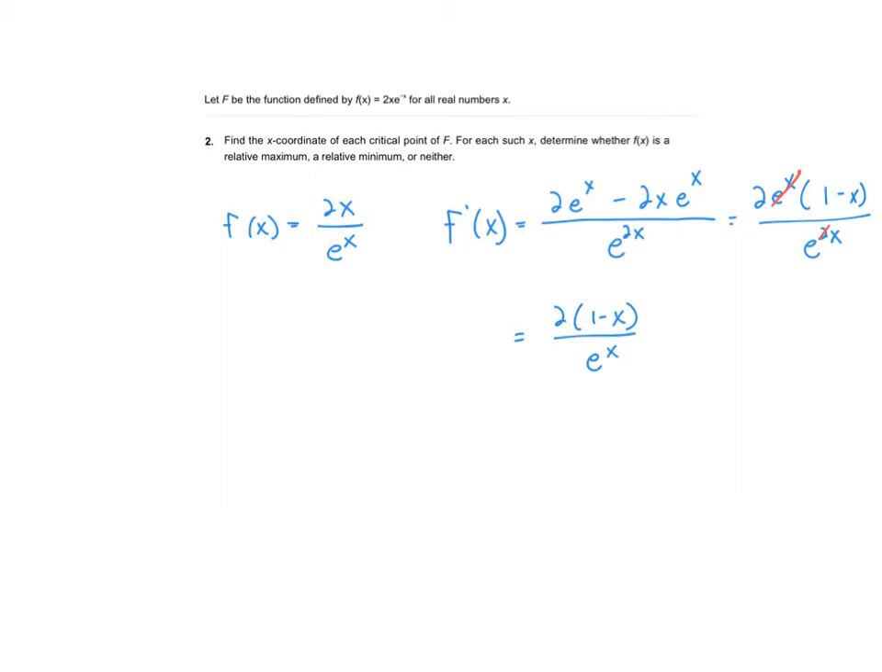Okay, this is never undefined because the bottom is never 0. Exponentials can never be equal to 0. So the only critical point comes from when the whole fraction equals 0, but fractions equal 0 when the top equals 0. And so the only critical point is x equals 1, because that makes the top 0.